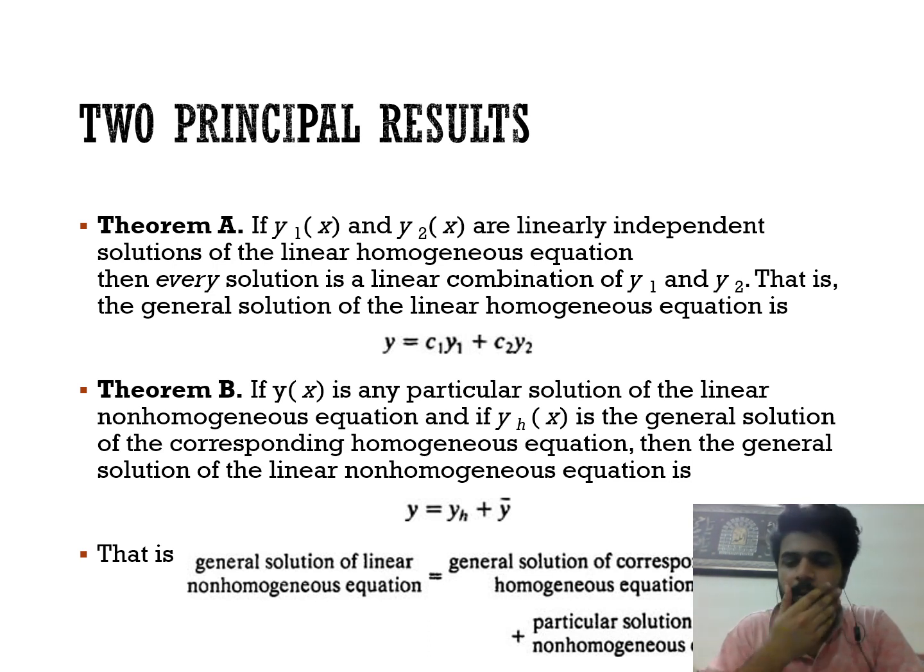We can also state them as two theorems, theorem A and theorem B. Now we will start from theorem A. Theorem A, as we have discussed earlier, states that if y1 of x and y2 of x are two linearly independent solutions of a linear homogeneous equation, then every solution is a linear combination of y1 and y2. The solution will be part of the linear combination, on the given interval. That is the general solution of the linear homogeneous equation: y equals c1 y1 plus c2 y2.